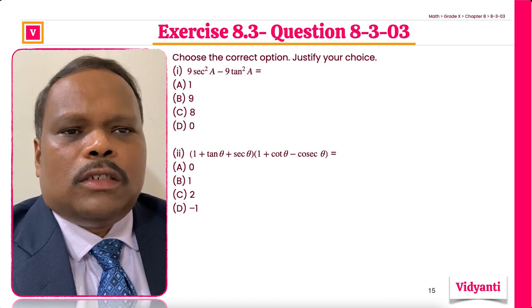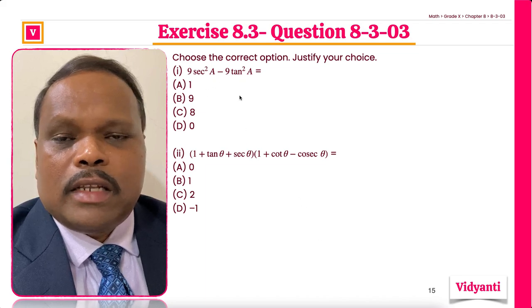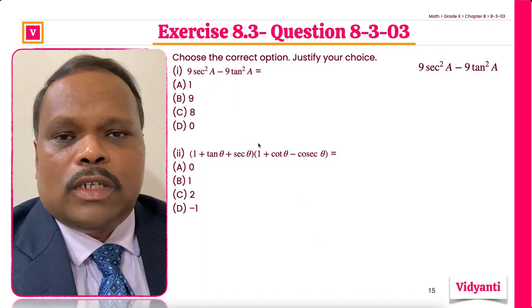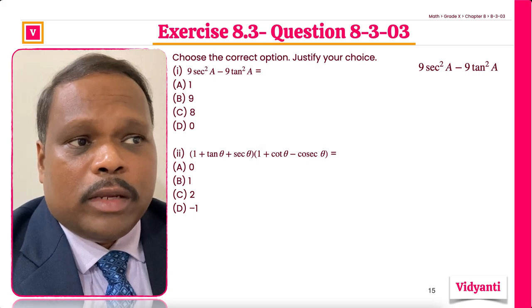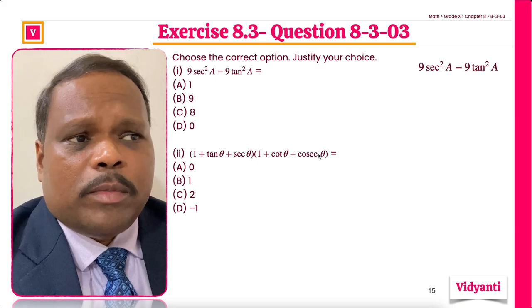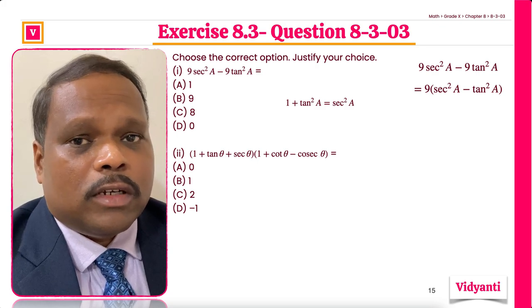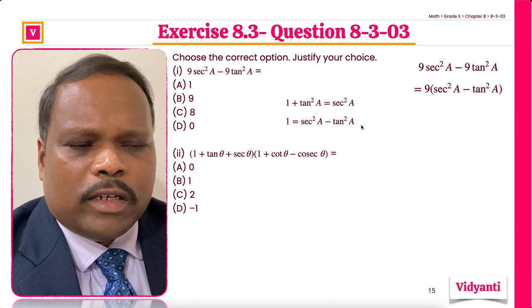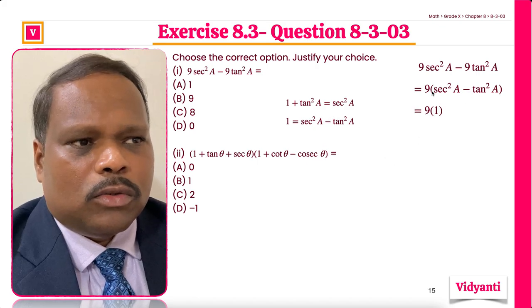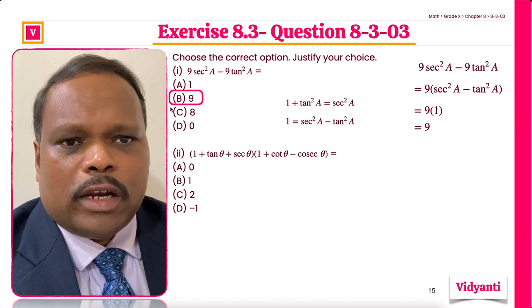Let's go to the next question. Choose the correct option, justify your choice. 9 sec square A minus 9 tan square A. Well, the first one is easy. You take the 9 common, and then you will have sec square A minus tan square A. Sec square A minus tan square A is simply 1 because 1 plus tan square is equal to sec square. So this whole bracket is just 1. 9 times 1 will be 9. So your correct option will be option B.